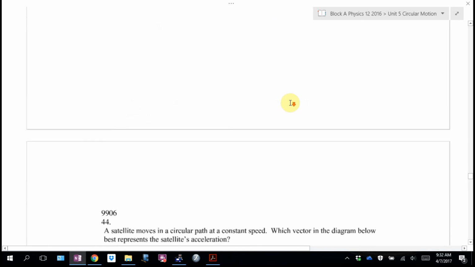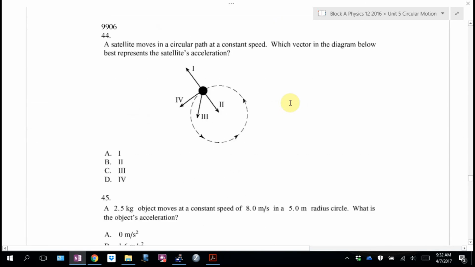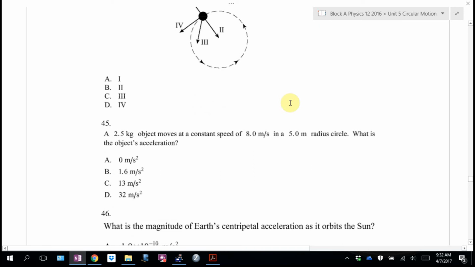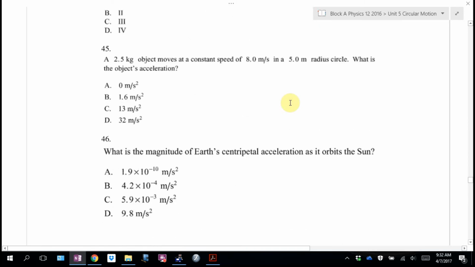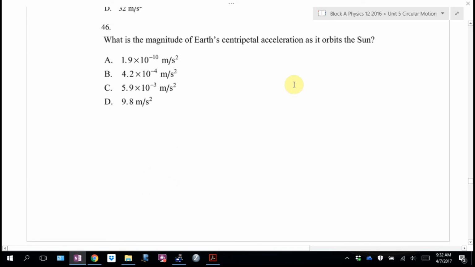43, absolutely. 44, absolutely. Conceptual. 45, straight plug and chug. Sure, there'll probably be one just straight plug and chug question. It says, what's the acceleration? Well, if they gave you the speed, they gave you the radius, it's v squared over r, right? They threw the mass in there just to scare you, but they want the acceleration, not the force.